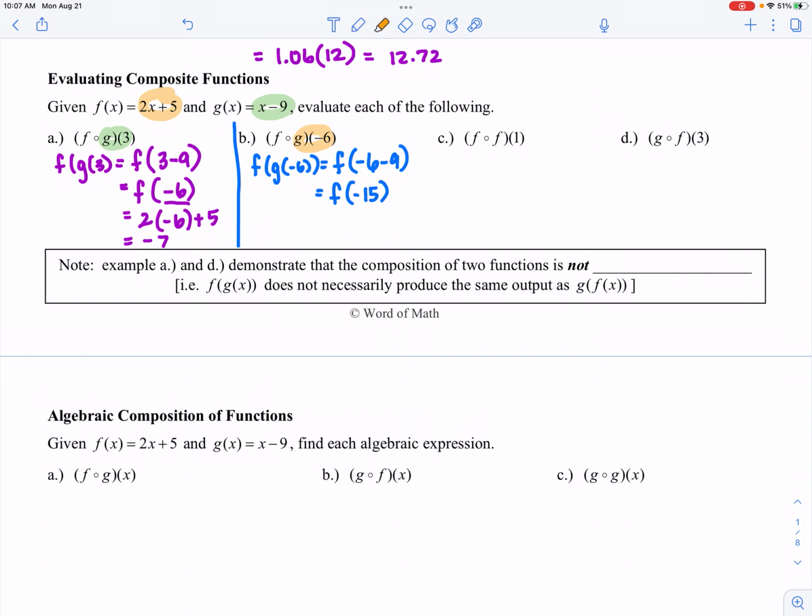So going back to our f function of 2x plus 5, I'm going to replace my x with a negative 15. So this becomes 2 times negative 15 plus 5. Plug that into my calculator or in my head. Negative 30 plus 5 is negative 25.